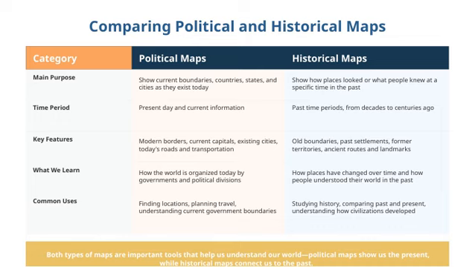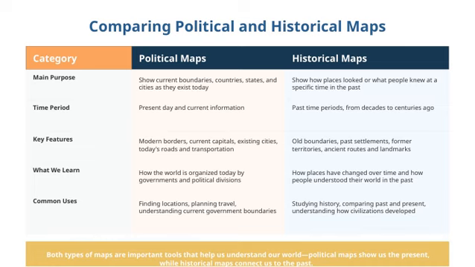Now, let's look at how political and historical maps compare. First, we'll consider their main purpose. Political maps are designed to show us current boundaries, countries, states, and cities as they exist today. They help us understand the modern organization of the world. In contrast, historical maps focus on how places looked or what people knew at a specific time in the past, giving us a window into history.